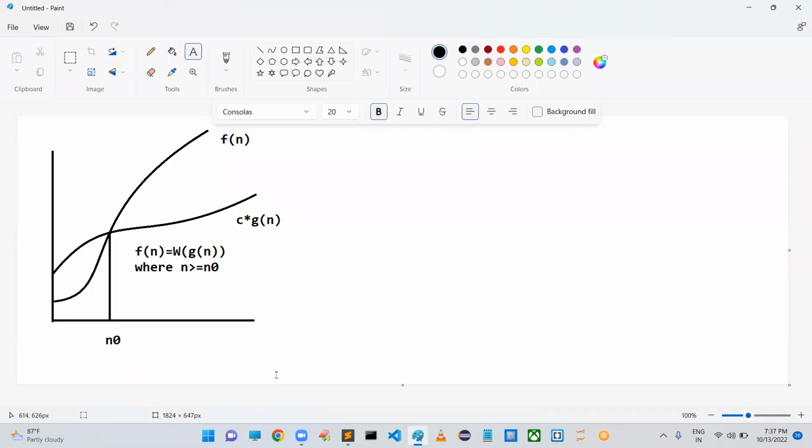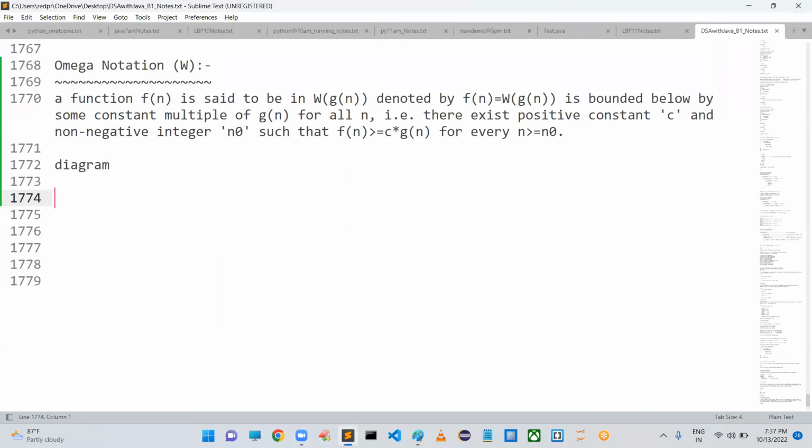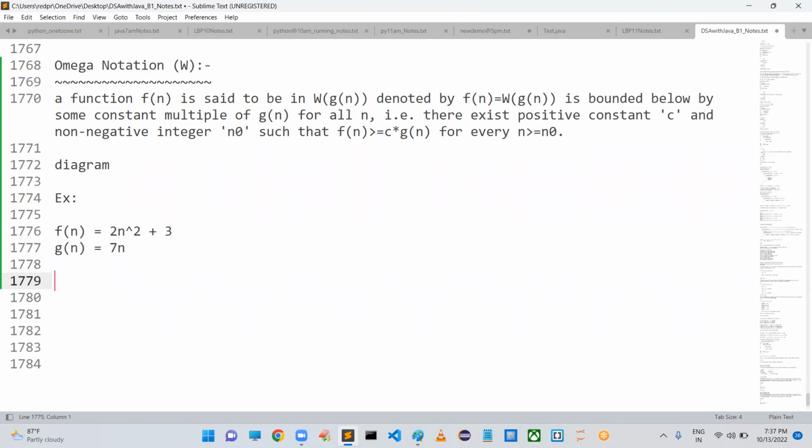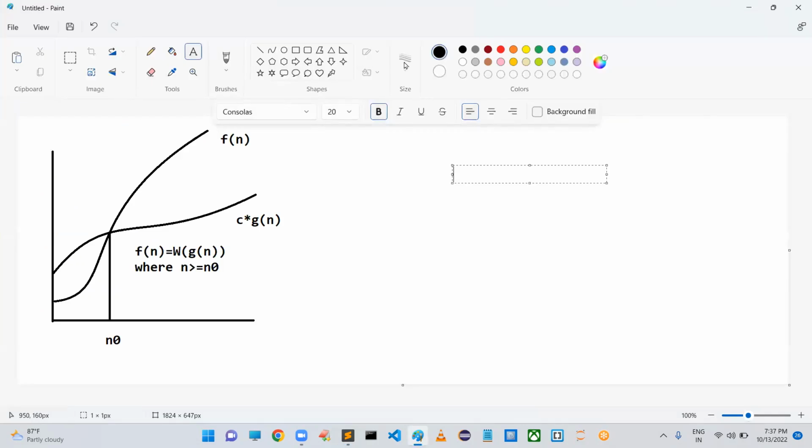So this is nothing but the diagrammatic representation of the omega notation. Sir, can we take an example? Let's take f of n is equal to 2n square plus 3, and g of n is equal to 7n. Where we need to find the value of n naught, for which values it is going to change. So let us take these functions and cross-check how it works.